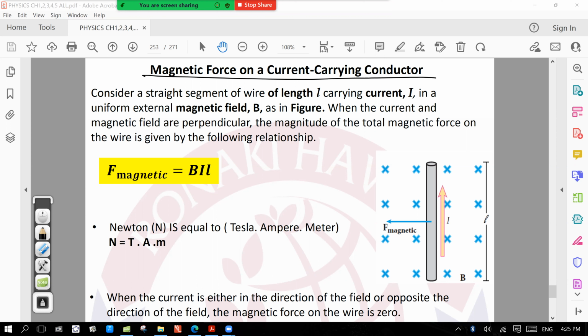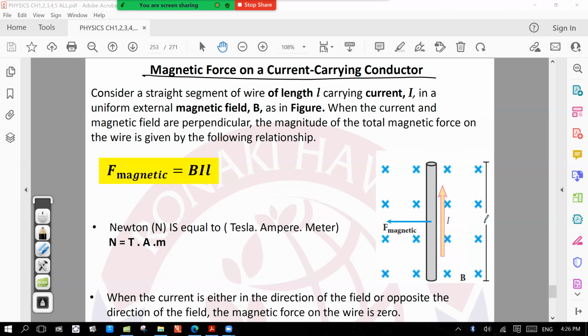If you have a straight wire, as you see over there, and the current is going through that wire, and we put that wire in a magnetic field, which is an external magnetic field. It's not the magnetic field made by that current. It is the external magnetic field, by the way.